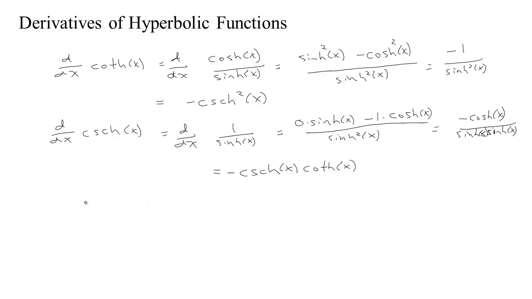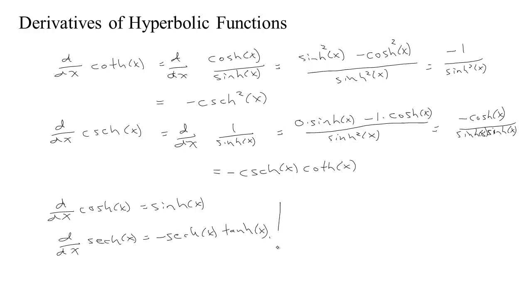Okay, so if we look at it then, the only ones that really differ from what happens in the case of the usual trig functions are that the derivative of the cosine is not the negative sine, it's just the regular sine, and the derivative of the secant is not the secant tangent, it's the negative secant tangent. The rest really fit the patterns for trigonometric functions.